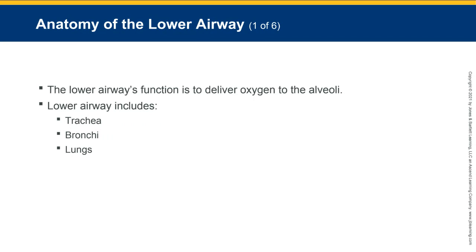Now let's look at a review of the anatomy of the lower airway. The lower airway's function is to deliver oxygen to the alveoli. Lower airway includes the trachea, bronchi, lungs.